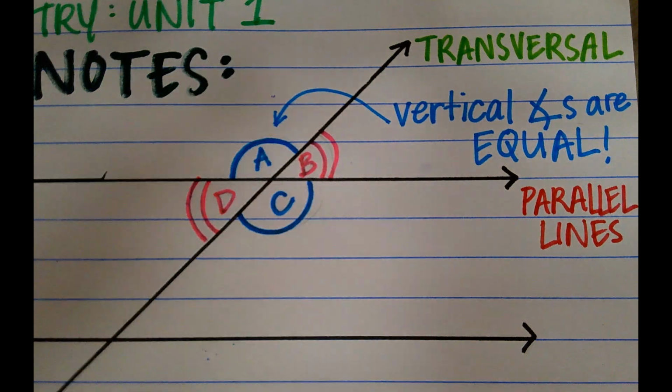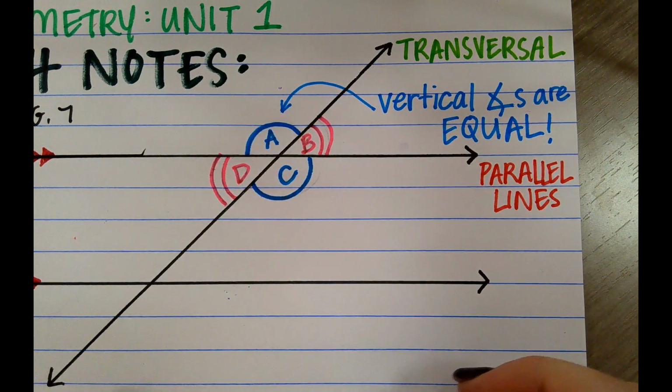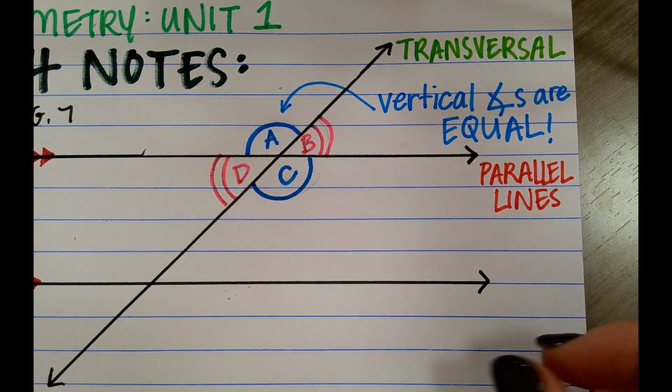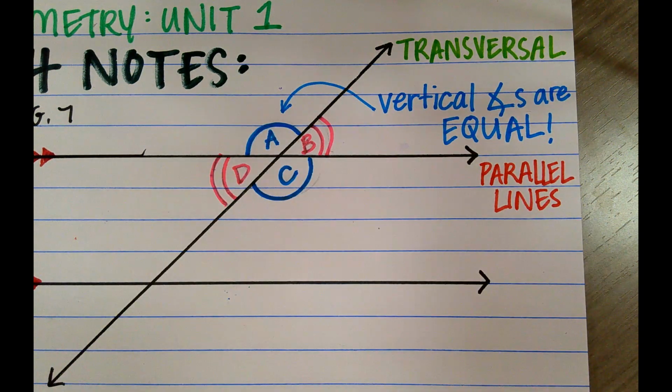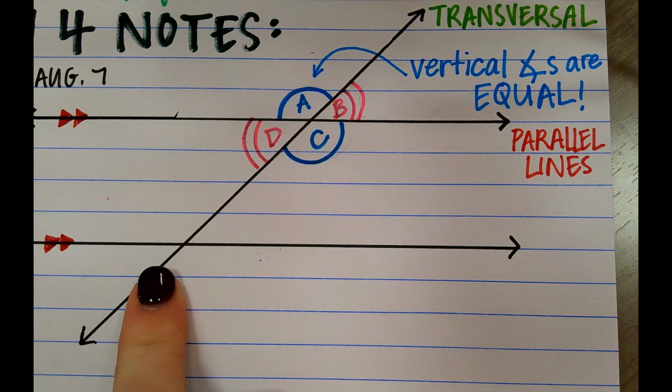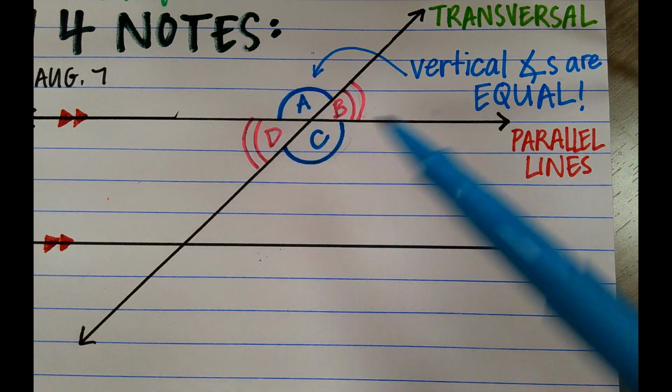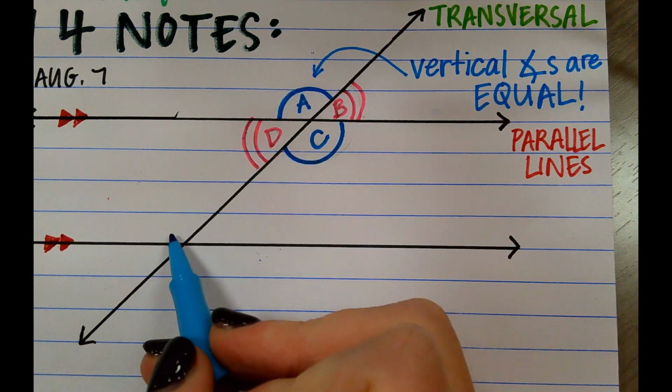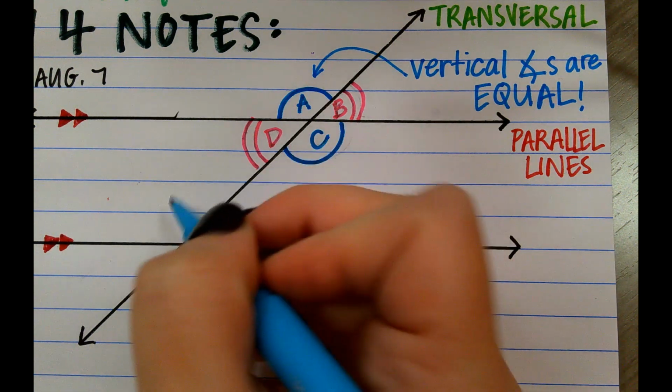So we have 4 angles labeled. A and C are equal. D and B are equal. Now we're going to show 4 more angles down here. And here's where the relationships get really interesting. So we have A, B, C, D. Now we'll start over here with E.